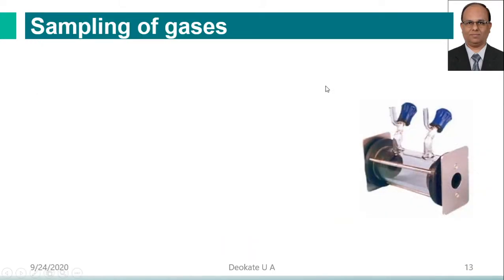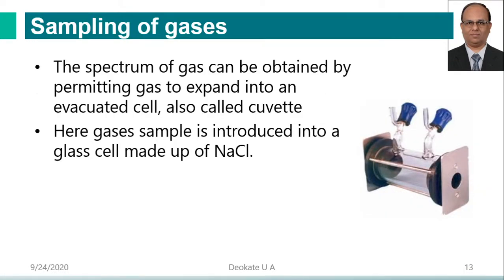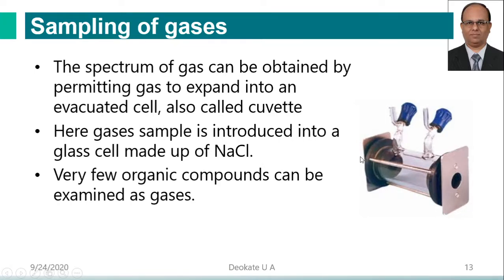Now for gas sampling, we have a gas cell. Specially designed gas cells have inlet and outlet ports, and at both ends of this cell potassium bromide or sodium chloride windows are fixed so that the radiation can be transmitted through these windows into the cell. Very few organic compounds can be analyzed in the gaseous form. An example is 1,4-dioxane. Mostly we can handle any phase of the material: liquid, solid, or gas.